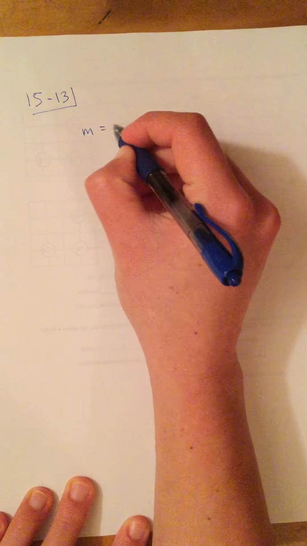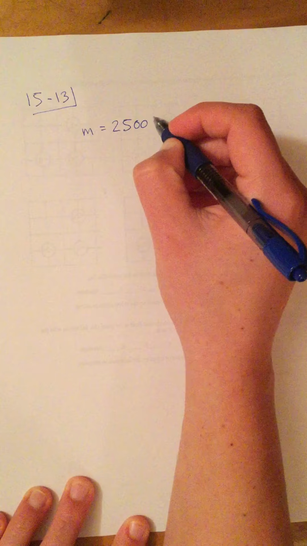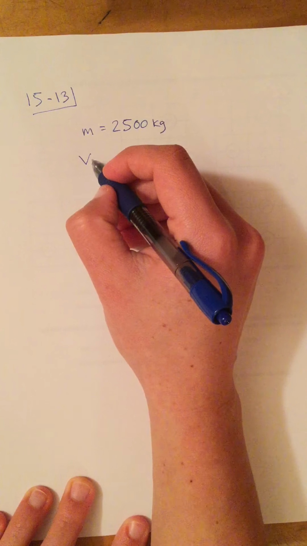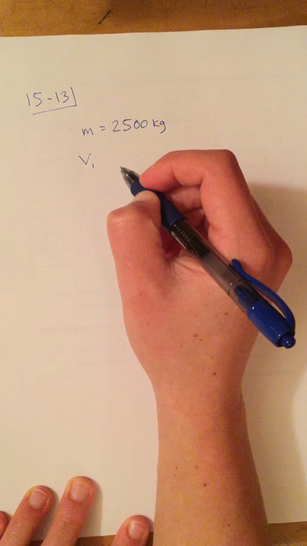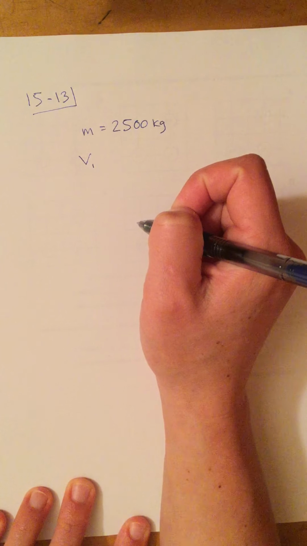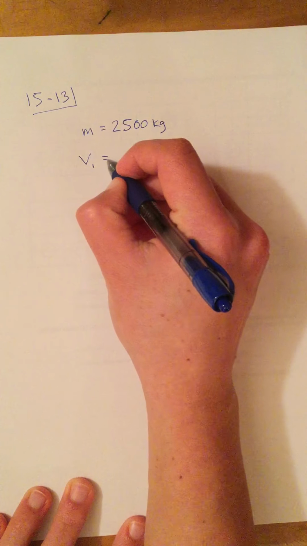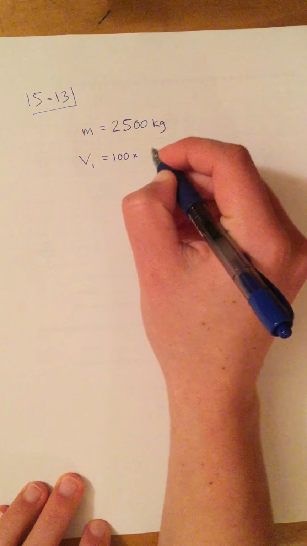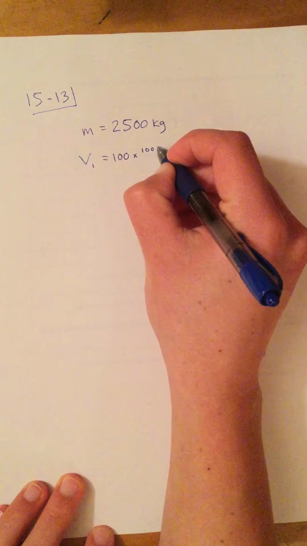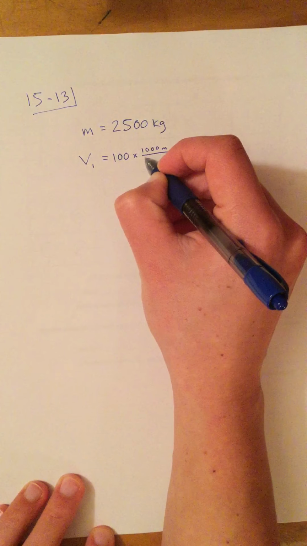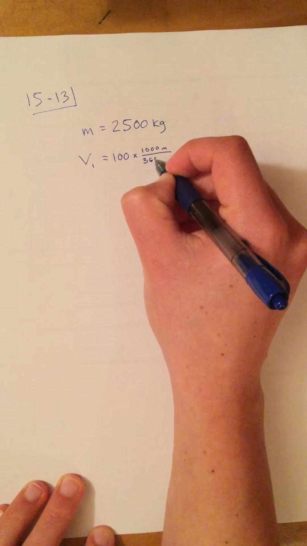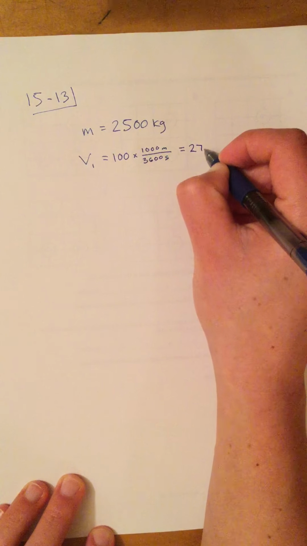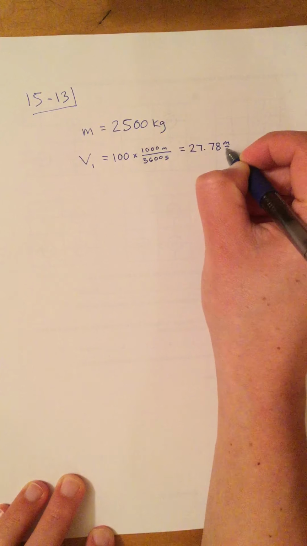the mass is 2,500 kilograms. Velocity 1, they are giving it to you in kilometers per hour. This is 100 kilometers per hour. To convert it to meters per second, change the kilometers to meters, and there are 3,600 seconds in an hour. That gives us 27.78 meters per second.